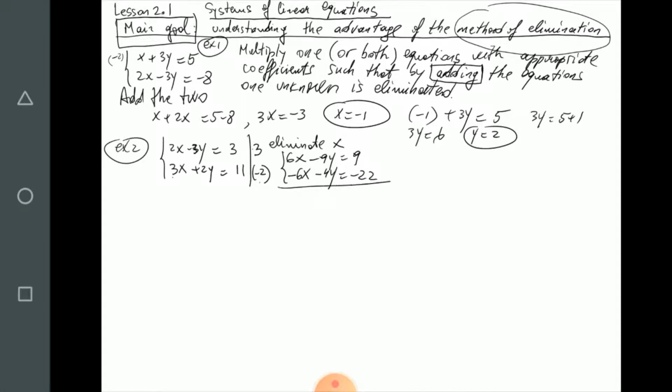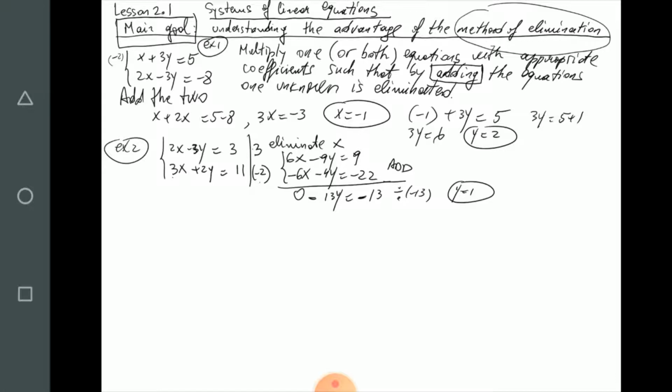I like to sometimes draw a line like that. You can just say in your mind that I'm going to add the two. Here I wrote add so that you follow what I'm talking about. Later on, we just do it faster. 6x minus 6x is 0. That was the goal. Minus 9 minus 4, that's minus 13y. 9 minus 22 is another minus 13. Divide by minus 13, and that gives me y equals 1.